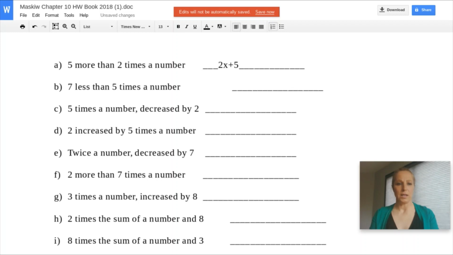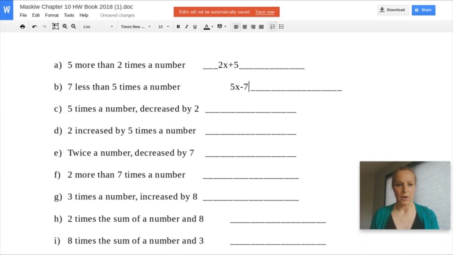The next one here says 7 less than 5 times a number. Well, that means that I better find out what 5 times a number is. So that's going to be 5x. 7 less than that, well, that's easy, minus 7. All I have to do is take a close look at what's in front of me.